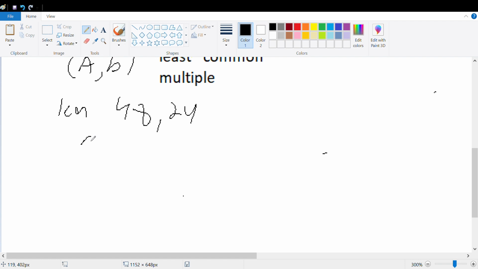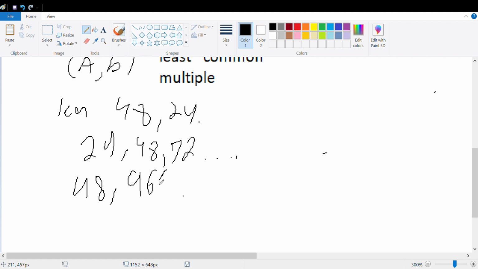So let me write that out for you. For 24, we're going to list the multiples: 24, 48, 72, and so on. For 48, it's 48, 96, and then 144. But we see that 48 matches up on both sides, so that's the least common multiple of 48 and 24.